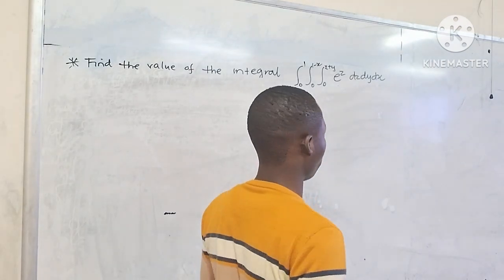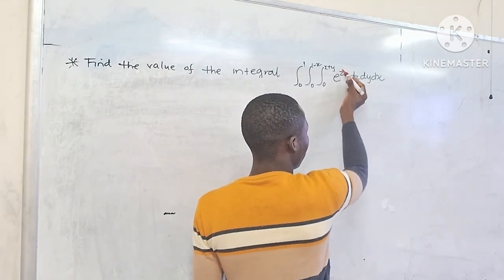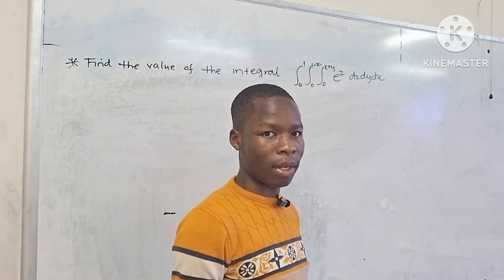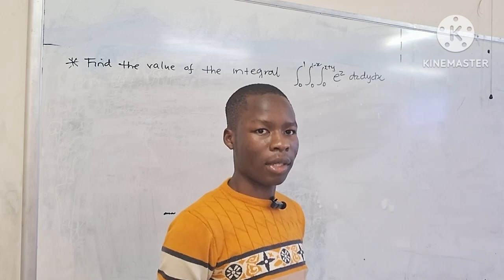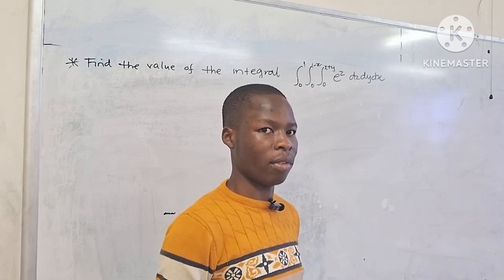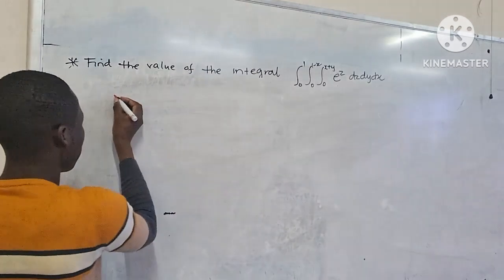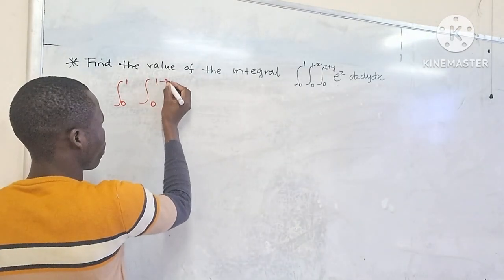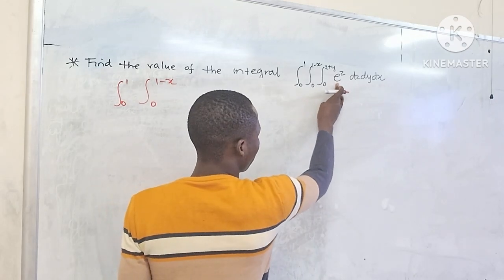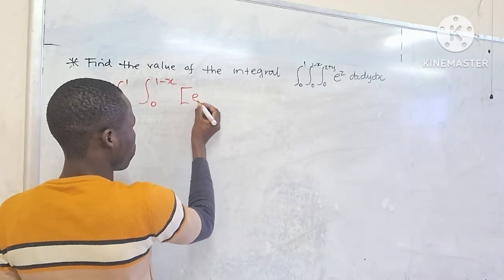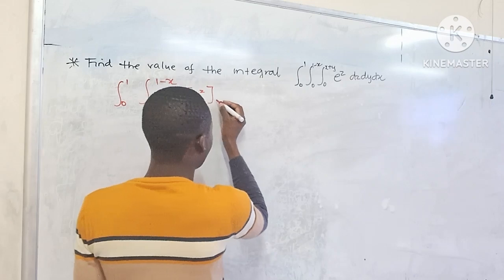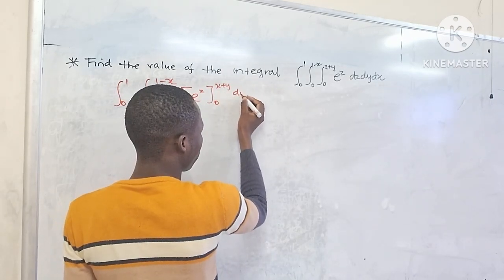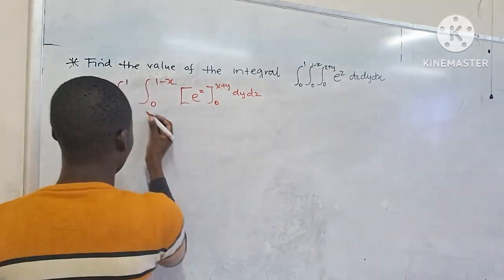So what are we going to do? We are going to integrate this with respect to z. I explained how to integrate an exponential function in the previous video. This is the integral from 0 up to 1, 0 up to 1 minus x. If you integrate this, this is e to the power z from 0 up to x plus y, dy dx.